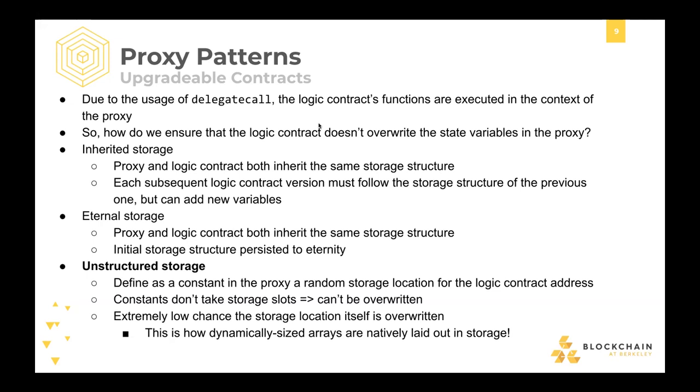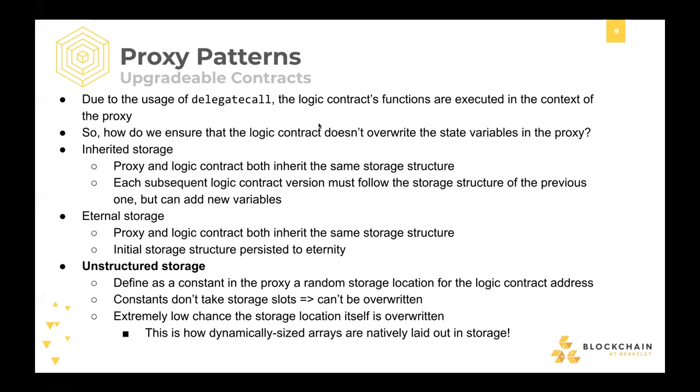What this allows us to do is have each subsequent logic contract version, every updated version, have the same storage structure. So the same set of variables as the previous one in the same order, but we can also add new ones on the end. Because if we add new ones on the end, we're also adding to that extra storage space in the proxy contract. And if there's anything in the proxy contract that we want to make sure doesn't get overwritten, it wouldn't get added at the end. It would already be included in that inherited storage.